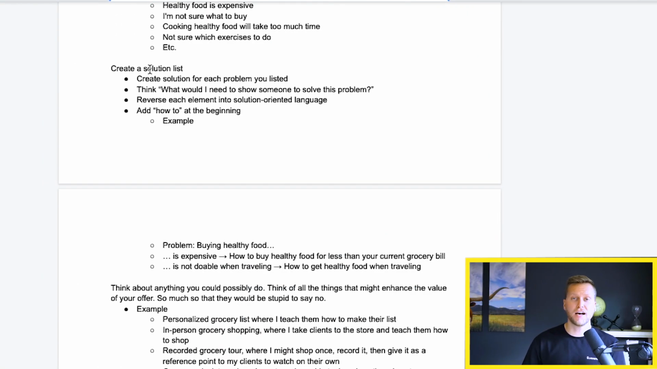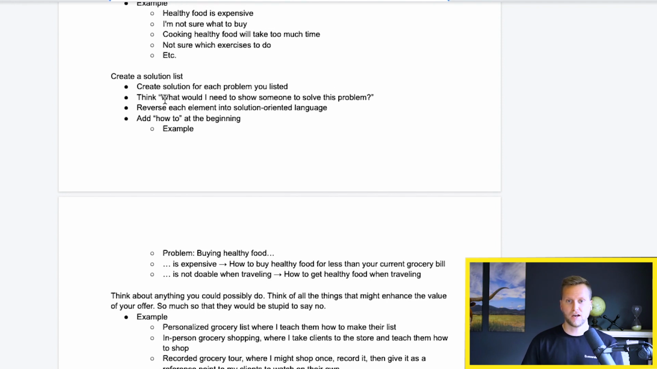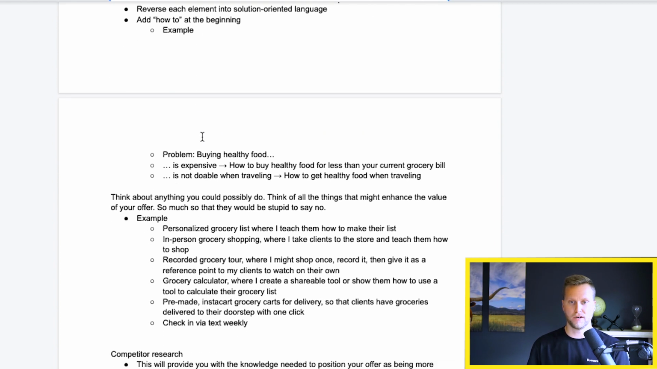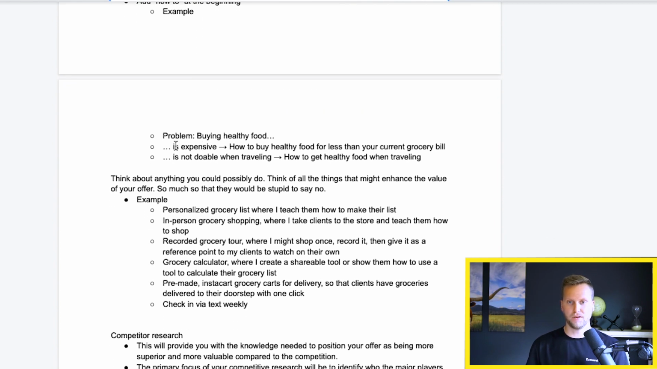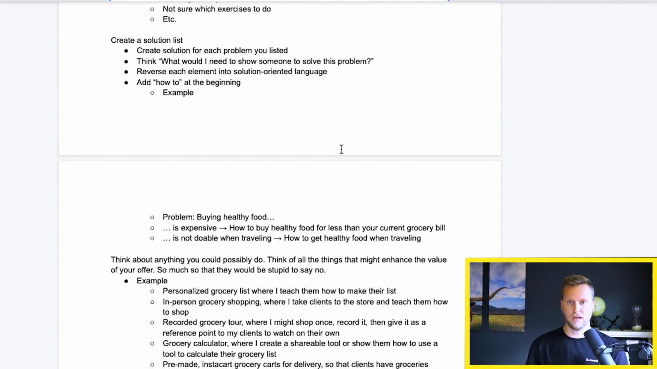All right, next thing you guys need to do is create a solution list, right? Create a solution for each problem that you have listed above. Think, what would I need to show someone to solve this problem? And reverse each element into solution-oriented language. And usually it's done like a how-to at the beginning. So for an example, the problem is buying healthy food is expensive. So you're going to put that into an example of solution-oriented language.